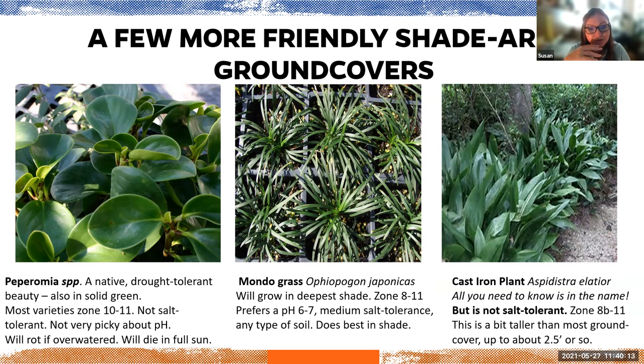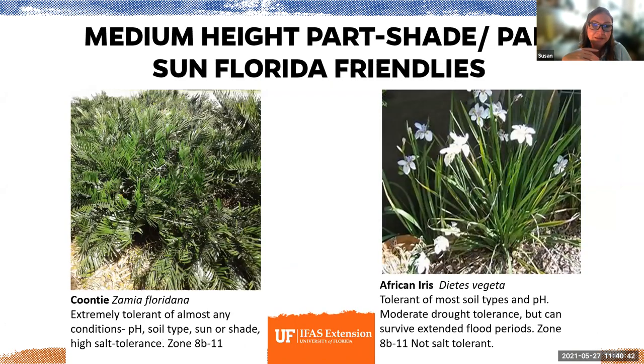Mondo grass will grow in deep, deep shade. Any type of soil, medium salt tolerance on that one. Cast iron plant. It's not salt tolerant, but it's really, really tolerant. It's called the cast iron plant for a reason. It is a bit taller than most ground covers. It gets up to about 2.5 feet high, but it will fill in a pretty good sized area and is really kind of a bulletproof kind of a plant.